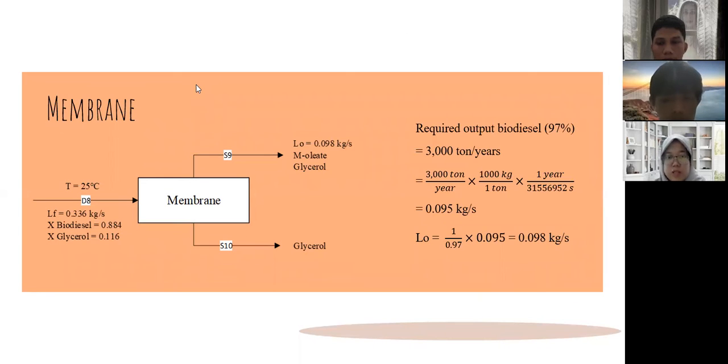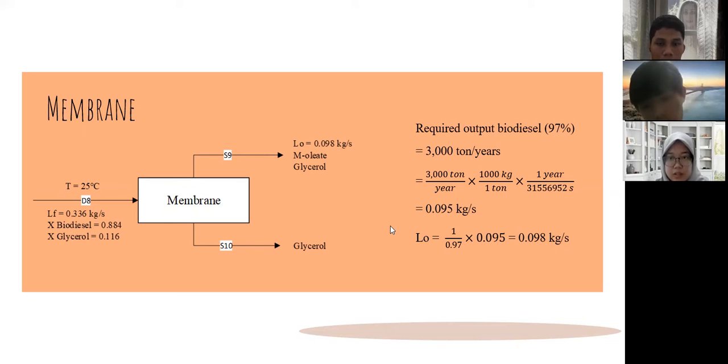Here is the membrane calculation. As you can see in the block diagram on the left side, the input of this membrane is from the previous process, which contained biodiesel and glycerol. And the output, we can get the separated M-oleate and the glycerol. The main goal of this membrane process is to separate the M-oleate and glycerol to get the refined biodiesel.